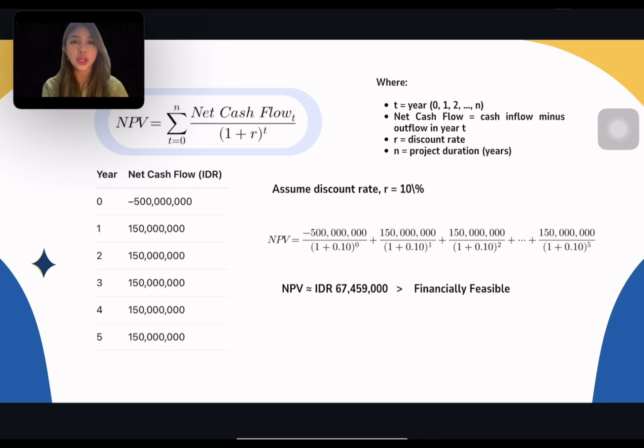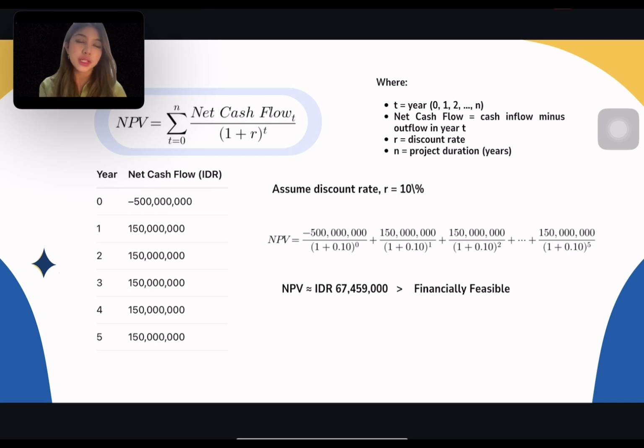So this is the formula of NPV, where the T is the year, net cash flow is the cash inflow minus outflow in year T, the R is the discount rate, and the N is project duration in years. So this is the example of the net cash flow of the project. Year 0 is minus 500 million, year 1 is 150 million, year 2 is 150 million, year 3 is 150 million, year 4 is 150 million, and year 5 is 150 million.